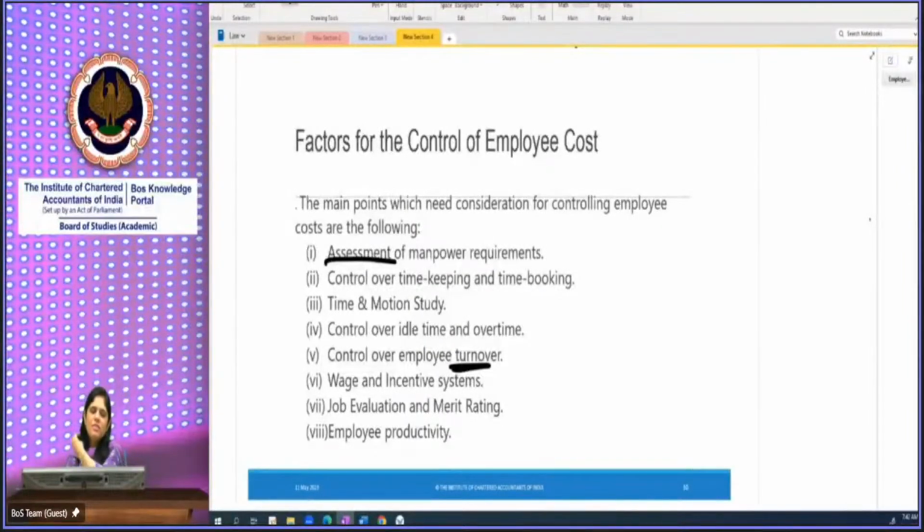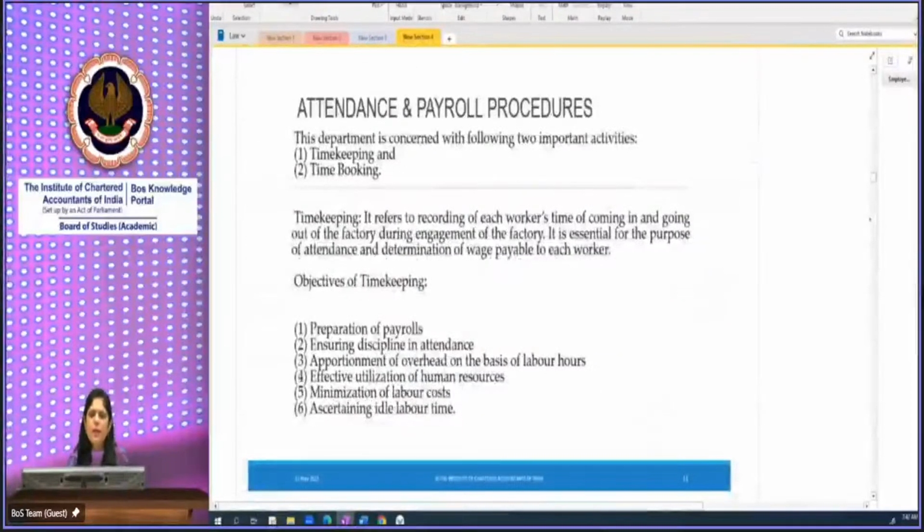All right. Wages and incentive systems, of course, there are wages and incentives also. Job evaluation and merit rating. Job evaluation, I told you, is ranking of the jobs as per the importance to the organization. And employee productivity, of course, employee efficiency, how much they're contributing to the production or the manufacturing or the uplift of the organization. Moving further, attendance and payroll procedures, how attendance is taken. Timekeeping and time booking, I just explained to you. Timekeeping is recording each worker's time of coming in and going out. That's it. Entry and exit time.